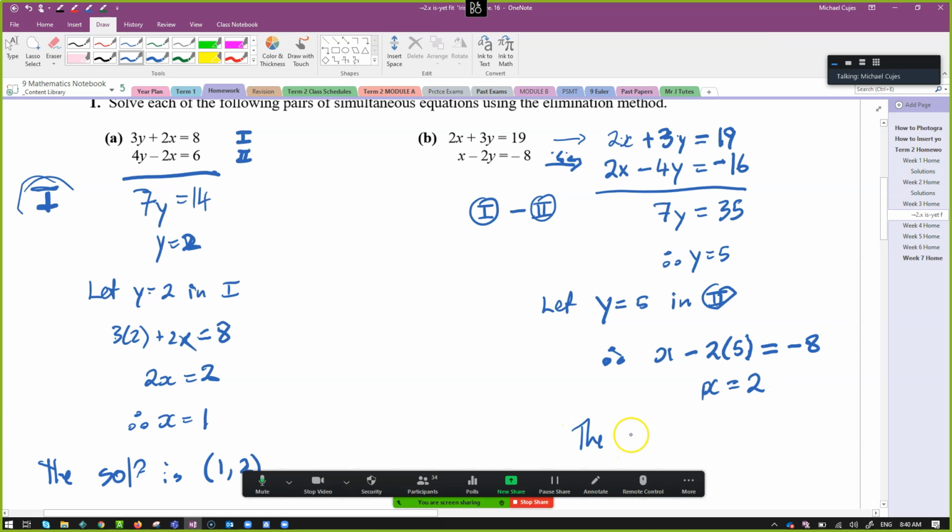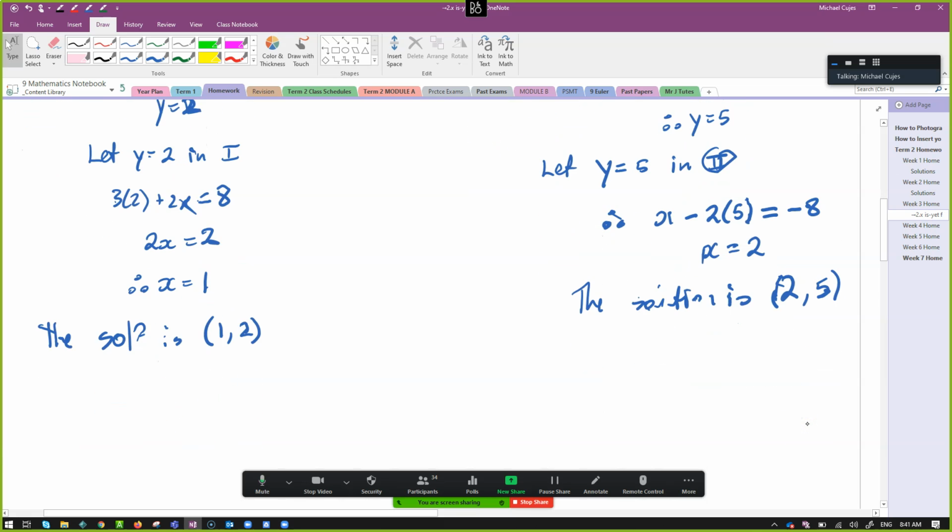Nice little concluding statement. The solution is 2, 5. Just check your answers again. 2 by 2 is 4, plus 3 5s are 15. 15 and 4 make 19. First one's right. 2 minus 10, negative 8. We're happy with that.